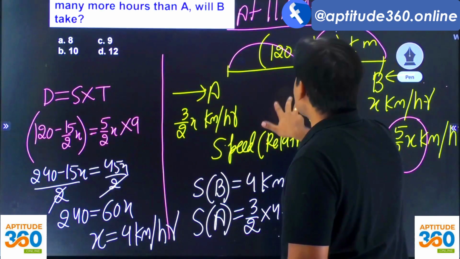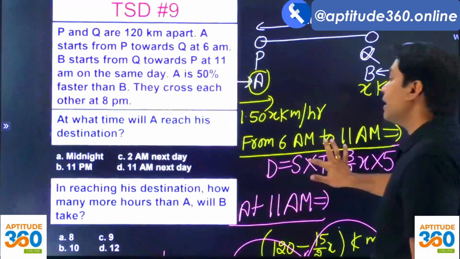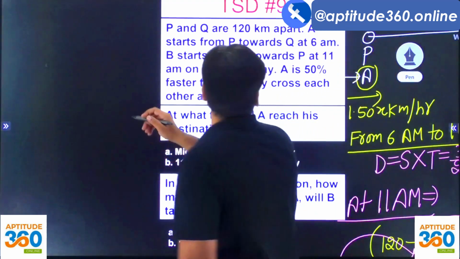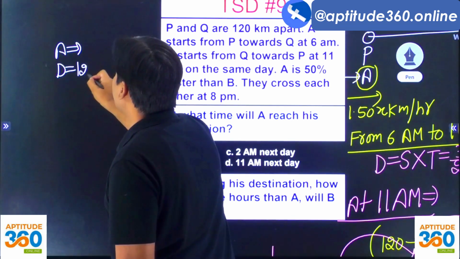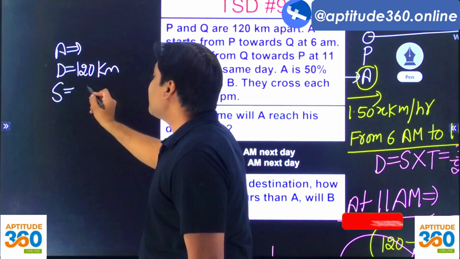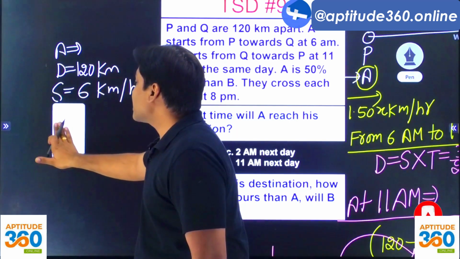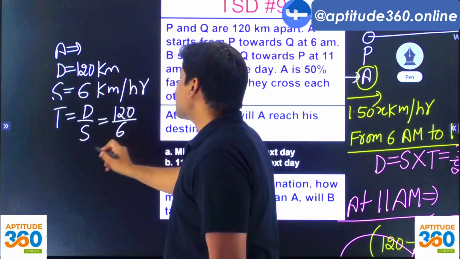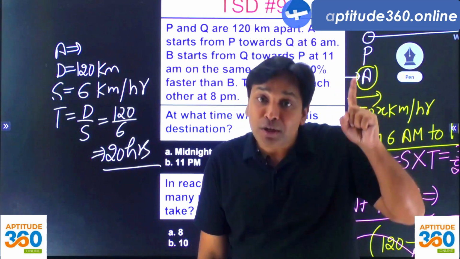Now let's see what is being asked here. The problem is, what time will A reach his destination? Don't you think this is simple for you to find out? Now, A is going to cover a distance of 120 kilometers. A will have to go from point P to point Q. Right? And what is the speed of A? We have found out it is 6 kilometers per hour. So what is going to be the time? Time is going to be distance upon speed. Distance upon speed, it is 120 by 6, which is 20 hours. In 20 hours, A is going to be reaching from point P to point Q.